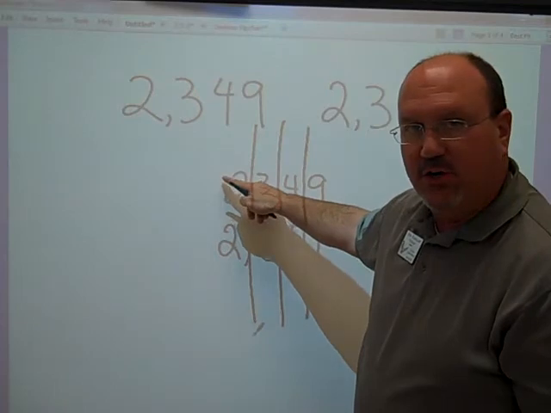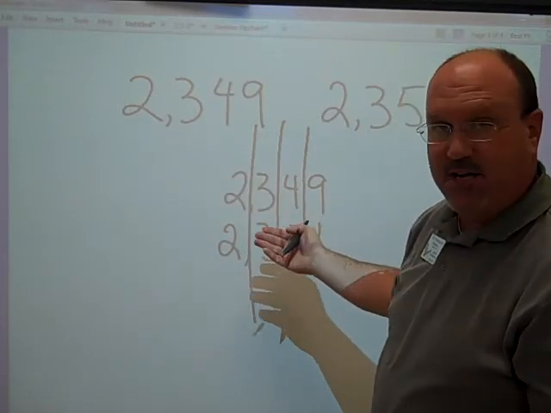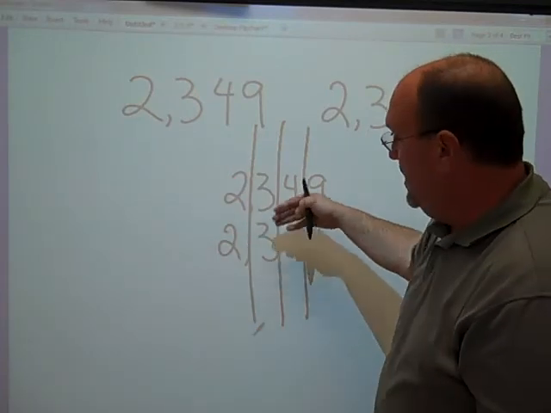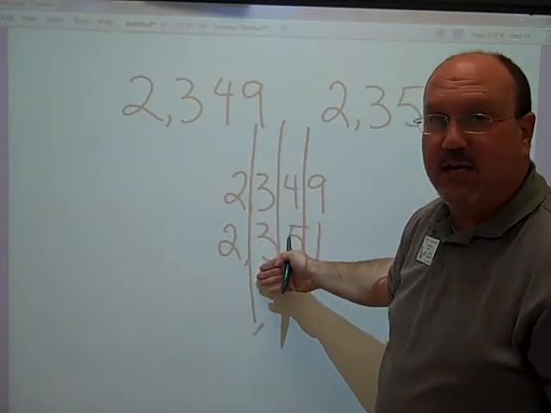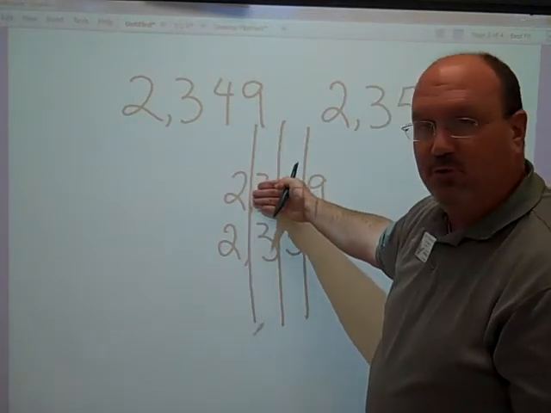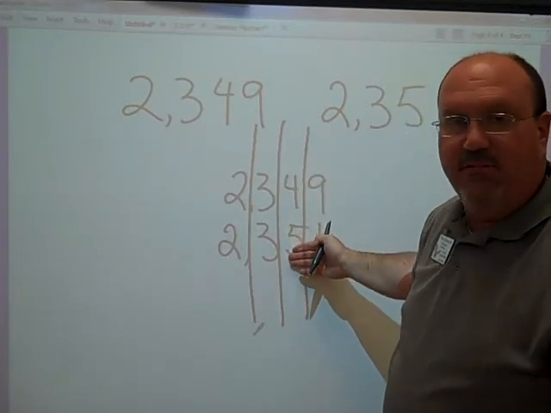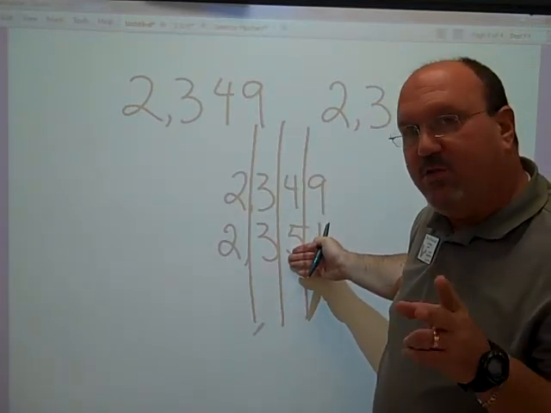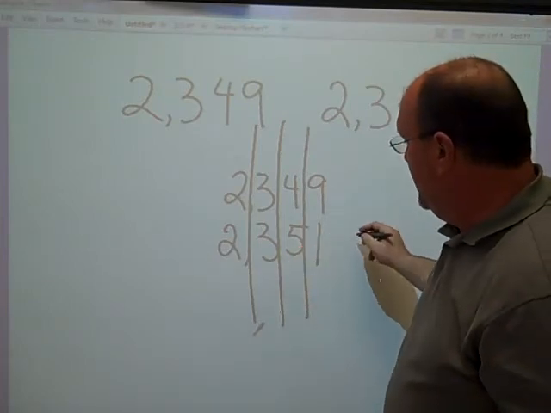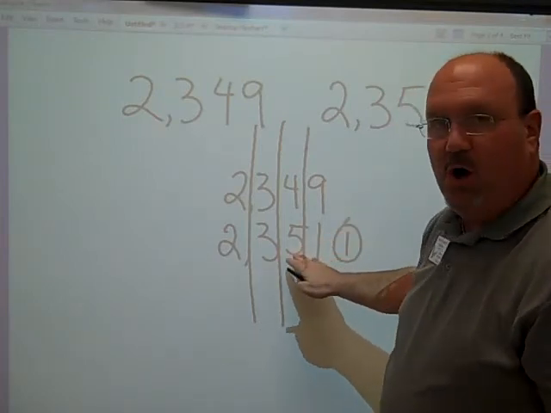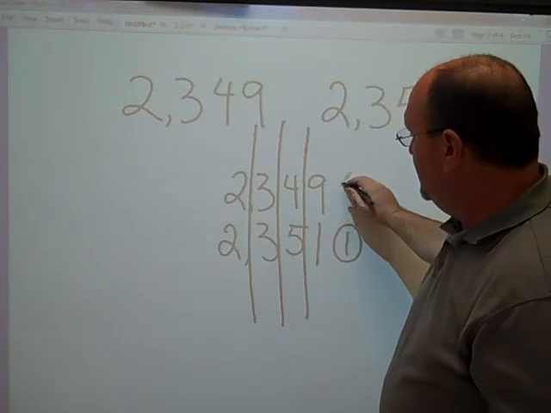What is greater, 2 or 2? They're tied, so we have to go to the next place value. What is greater, 3 or 3? Again, we're tied, so we have to move to the next place value, the tens place. 4 or 5? 5 is greater than 4. We know that from a simple single-digit number. So we'll number that number 1. That is greater. And this is number 2.